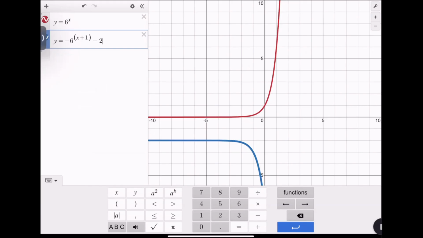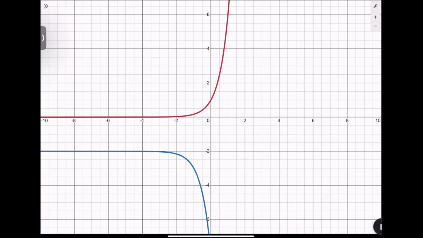Right? So you guys can see right here what happened. Shifted left 1 unit, flipped over the x-axis, and then shifted down 2 units. You guys can picture that. Make sense? Okay, so the blue is my final answer, but there are a couple of things that came between them.